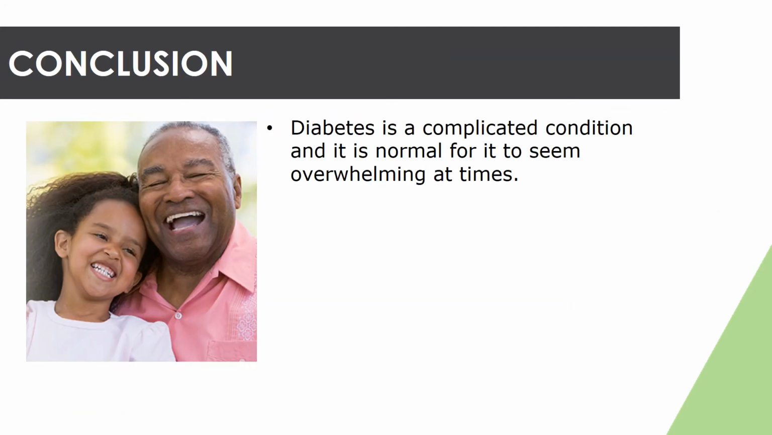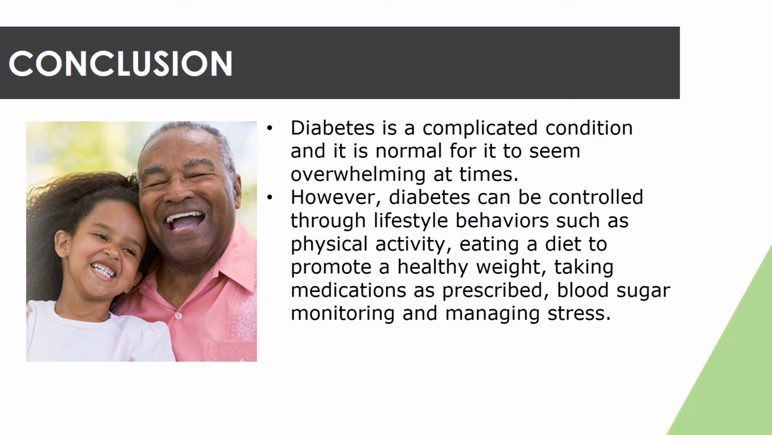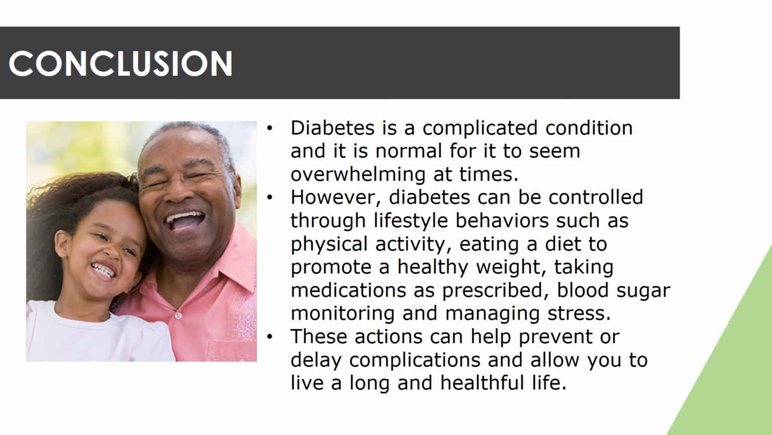Diabetes is a complicated condition and it is normal for it to feel overwhelming at times. However, diabetes can be controlled through lifestyle behaviors such as physical activity, eating a diet to promote a healthy weight, taking medications as prescribed, blood sugar monitoring, and managing stress. These behaviors can help prevent or delay complications and allow you to live a long and healthful life.